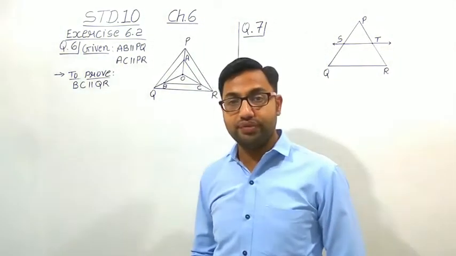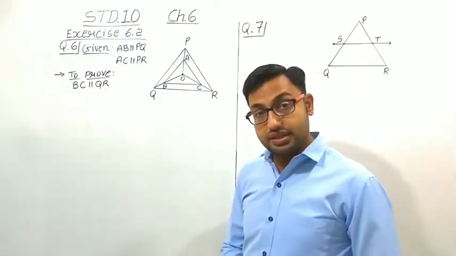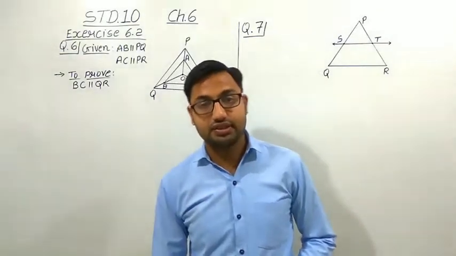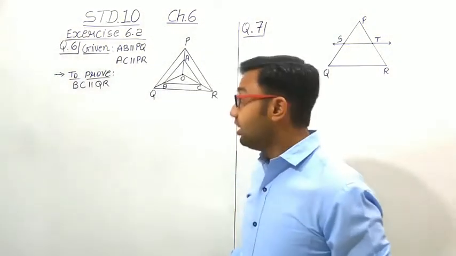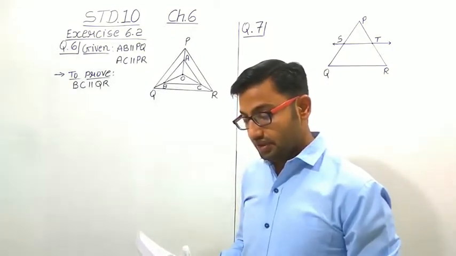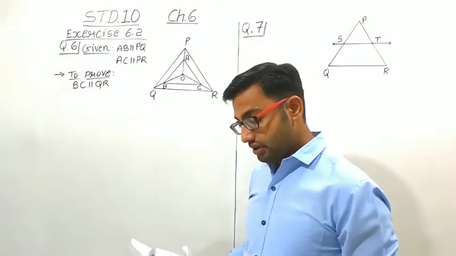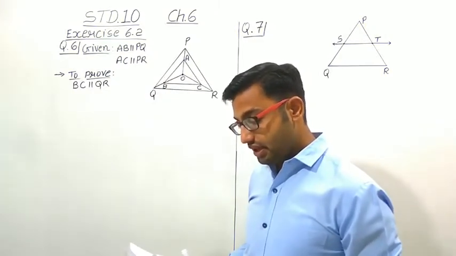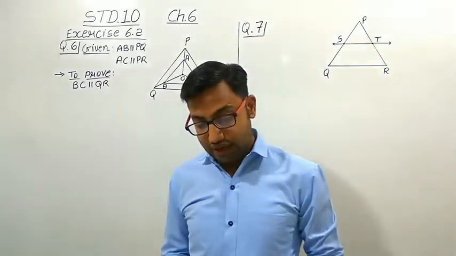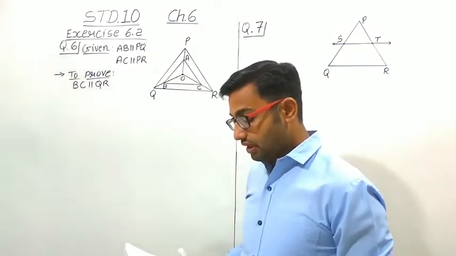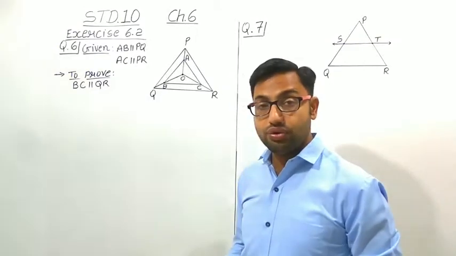Hello students, today we will study question number 6 of exercise 6.2. This is the topic of standard 10 chapter number 6, triangles. What is the question? Here we have been given a figure in which there is a triangle, and A, B, C are the points on OP, OQ and OR respectively, so that AB is parallel to PQ and AC is parallel to PR. So that BC is parallel to QR.